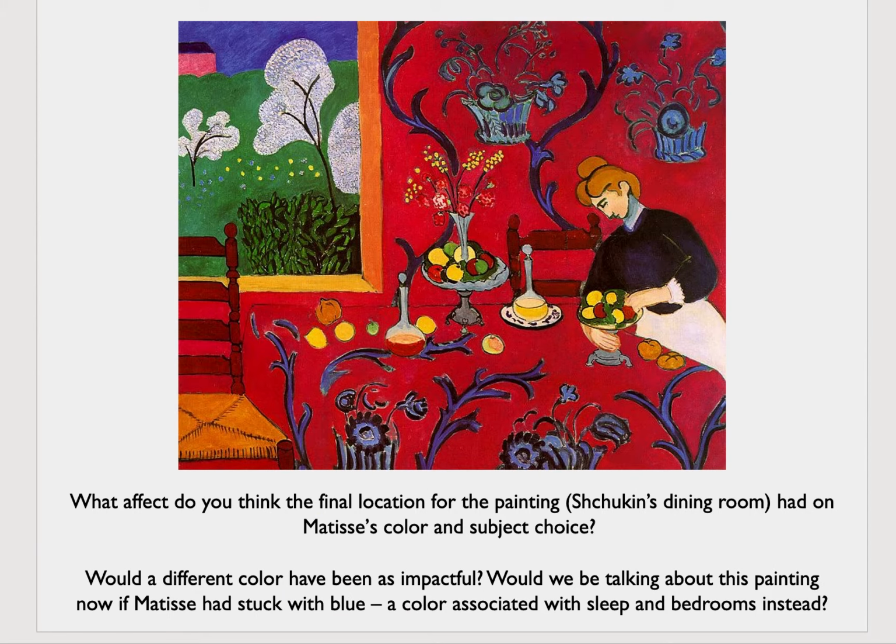Okay, back to red. So what effect do you think the final location for the painting had on Matisse's color and subject choice? Would a different color have been as impactful? Would we be talking about this painting now if Matisse had stuck with blue, a color associated with sleep and bedrooms instead?